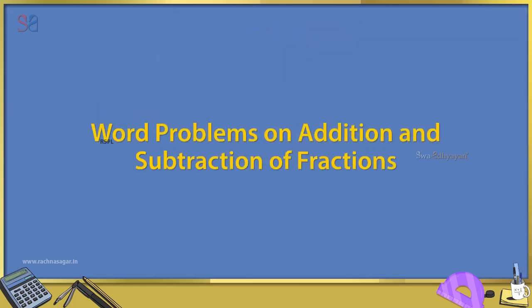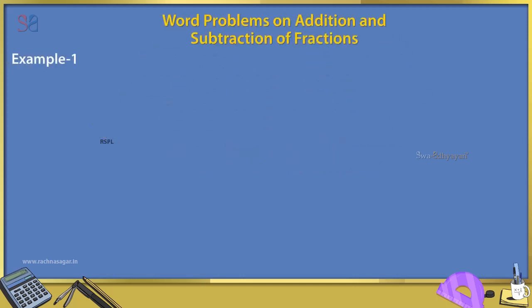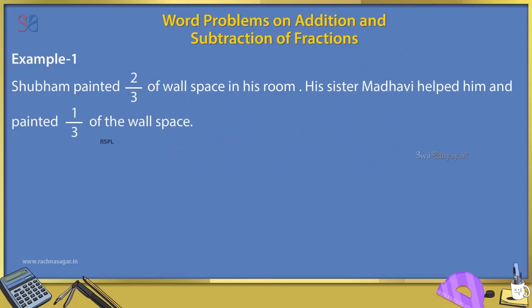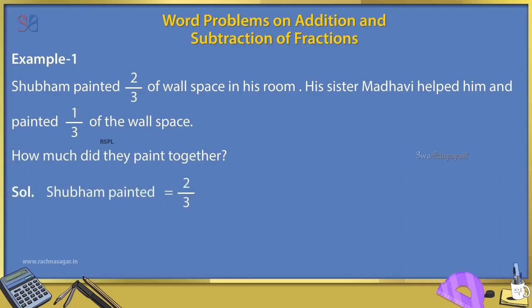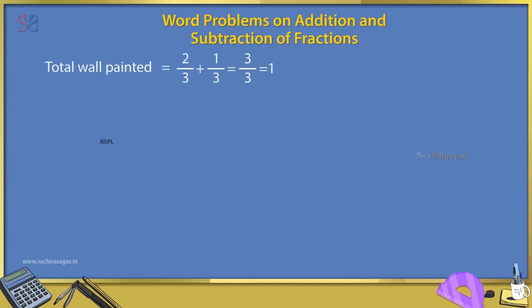Word problems on addition and subtraction of fractions. Example 1. Shubham painted 2 by 3 of wall space in his room. His sister Madhavi helped him and painted 1 by 3 of the wall space. How much did they paint together? Solution. Shubham painted is equal to 2 by 3. His sister painted is equal to 1 by 3. Total wall painted is equal to 2 by 3 plus 1 by 3, which is equal to 3 by 3, which is equal to 1. Together they painted 3 by 3 or the whole wall.